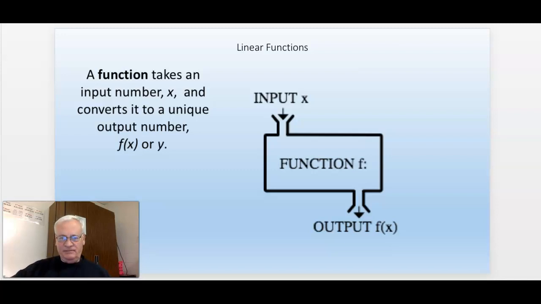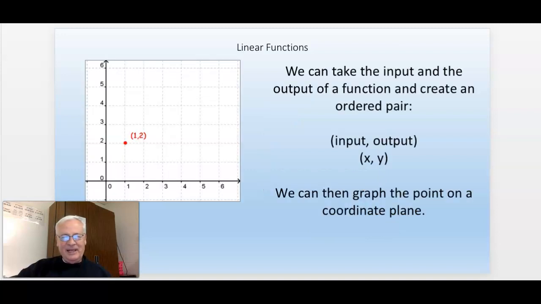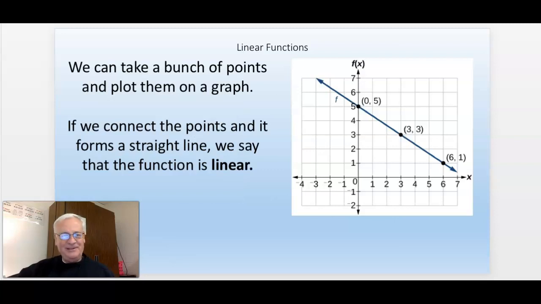Guys, a function simply takes an input, it does something to it, and then creates an output from that input. It's a unique output number for each input. That's where we get the x, y. We take the input and make it the x, and take the output associated with that input as the y, and you create an ordered pair. You can get a bunch of points and then draw a line between them. If it forms a straight line, then we say that function is linear.